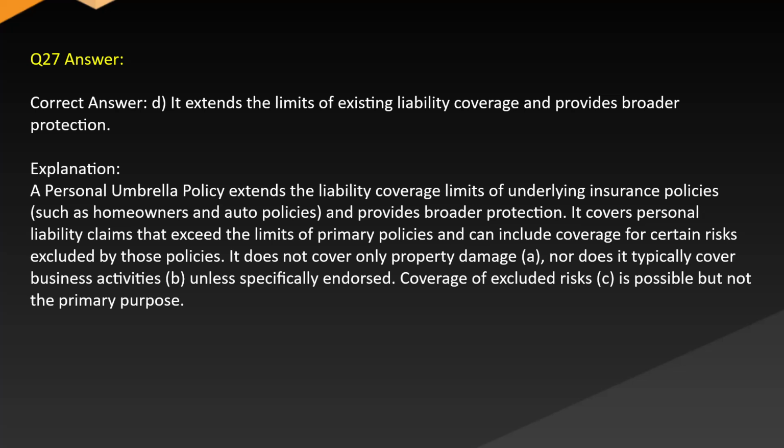Correct answer: D. It extends the limits of existing liability coverage and provides broader protection. Explanation: a personal umbrella policy extends the liability coverage limits of underlying insurance policies, such as homeowners and auto policies, and provides broader protection. It covers personal liability claims that exceed the limits of primary policies and can include coverage for certain risks excluded by those policies. It does not cover only property damage, A, nor does it typically cover business activities, B, unless specifically endorsed. Coverage of excluded risks, C, is possible but not the primary purpose.